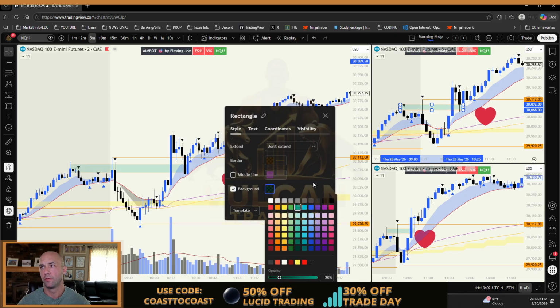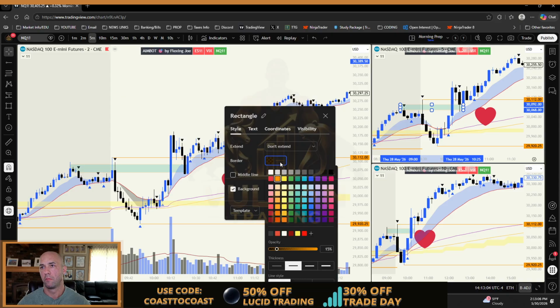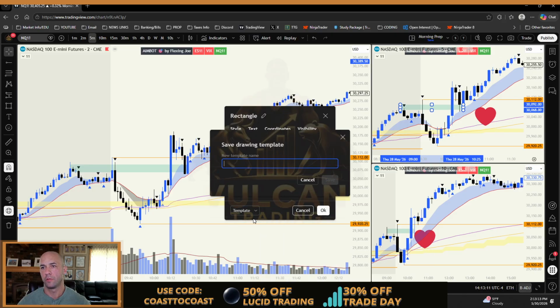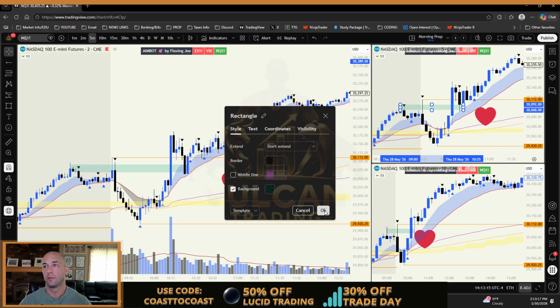Background. Border. I don't want a border, I just want a shape. Okay. Template, save as, white charts. Oh my God. All right.